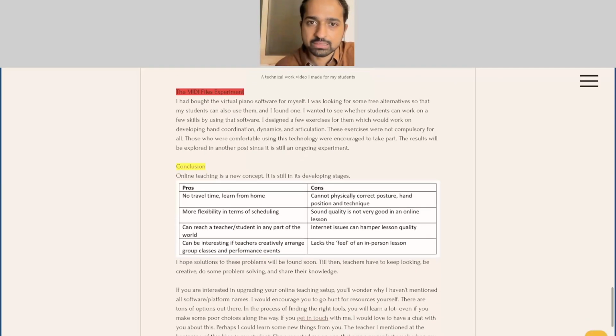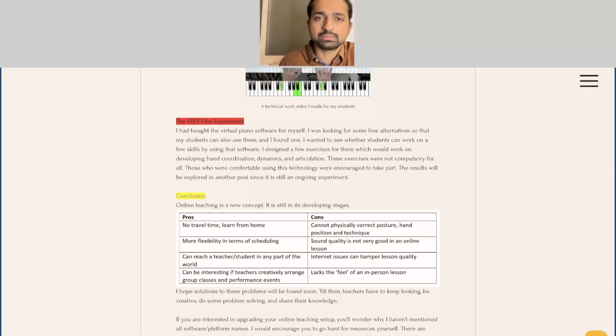MIDI files experiment. Yeah, I have virtual piano software. Basically with this software that you can see, whenever I play a key, the key lights up. That is because of MIDI. MIDI is musical instrument digital interface.